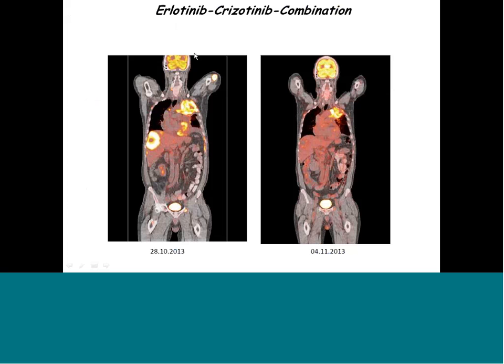And I can show you this patient that has also an exon 19 mutation in EGFR and had a massive progression under treatment with Tarceva, developed multiple metastases in the bone, in the liver, heart. And this patient massively benefited from combination with crizotinib, because this patient had a MET amplification.